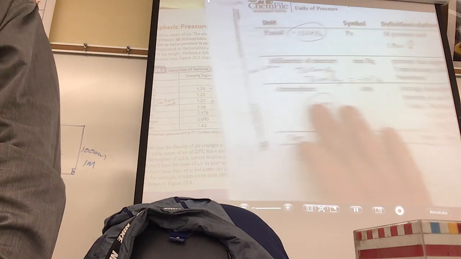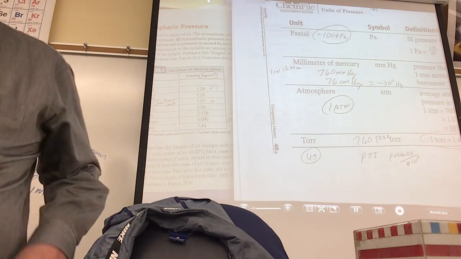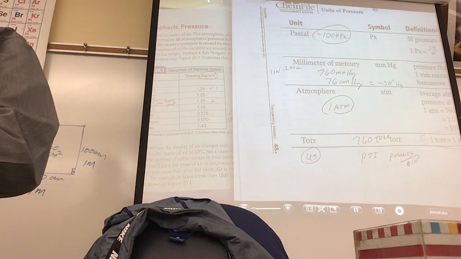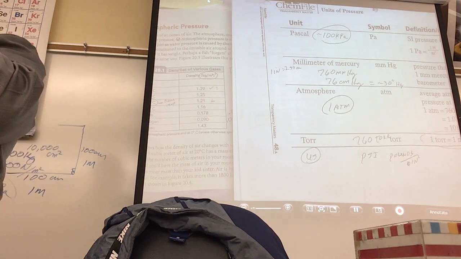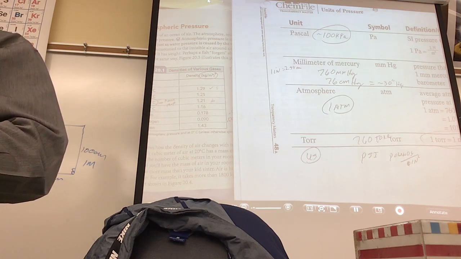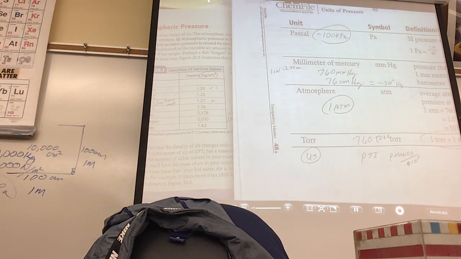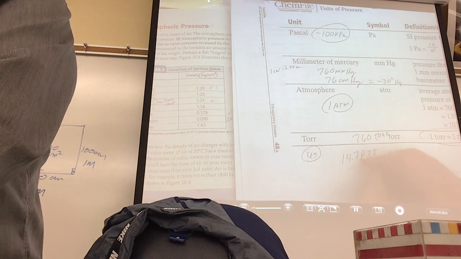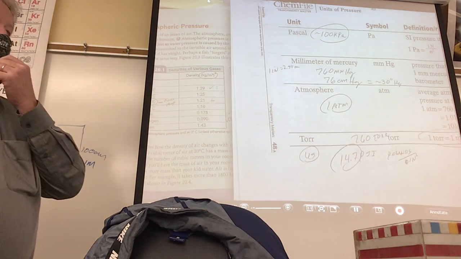Now, does anybody happen to know? Raise your hand if you know what normal atmospheric pressure is in PSI. Anybody? Okay, has anyone ever heard of this? 14.7. That's about 15, okay?